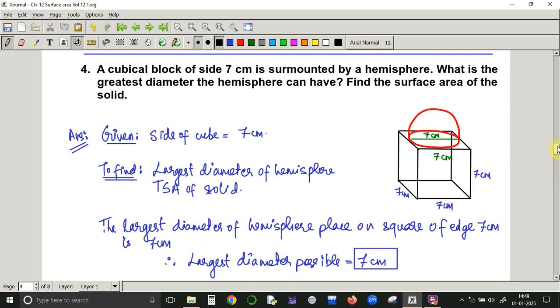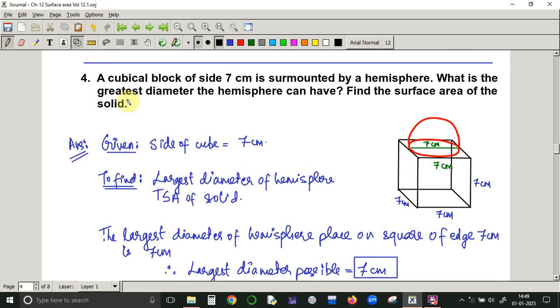Question number 4. A cubical block of side 7 centimeter is surmounted by a hemisphere. This is a cubical block and a hemisphere is surmounted on it. What is the greatest diameter of the hemisphere we can have on the cubical block? Also find the surface area of the solid.